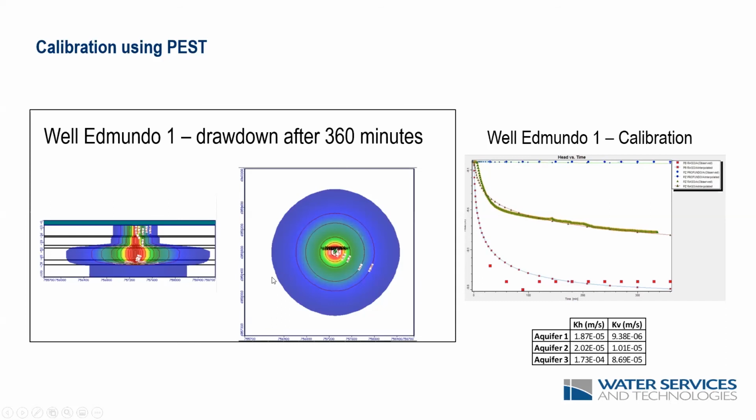And by doing this, we were actually able to come up with values for the three top units here, Aquifer 1, 2, and 3. And again, this is one example of a situation where you would not be able to get the best parameters by just using an analytical 2D solution.